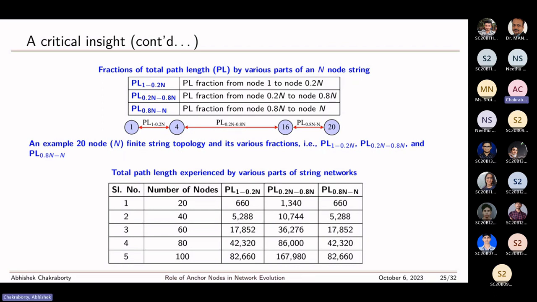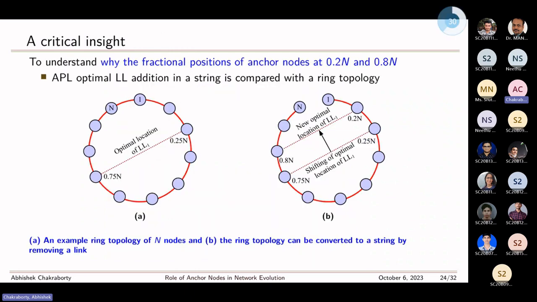Now from node 4 to node 16, almost double than 660 has been contributed. When you are calculating the total path length, you add all those 3 segments and then divide it by n into n minus 1 by 2, or directly n into n minus 1. Then you will get the APL value. So it is actually contributing double. As a result of that, it has shifted its location from 0.25 to 0.2n and 0.75 to 0.8n.